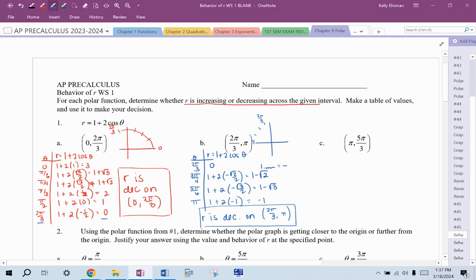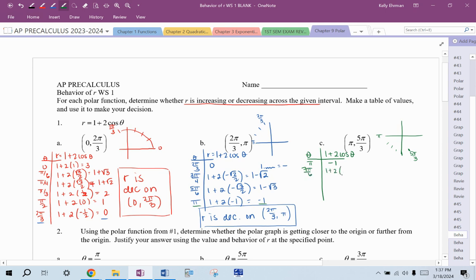just to keep it matching the interval that we're given. And then for this last part, we're going from pi to 5 pi over 3. So we're going to plug in all three of these angles plus 3 pi over 2. Right, so we're jumping off from pi here. So when we plugged in pi, we got negative 1. And then we're going to plug in 7 pi over 6.